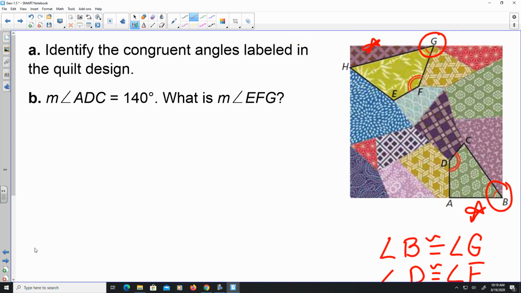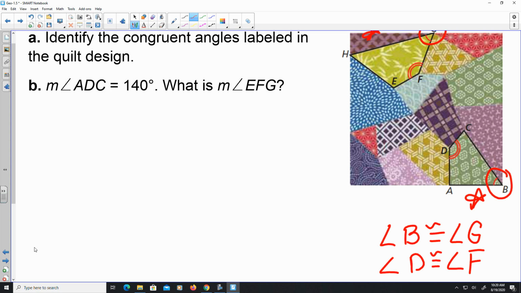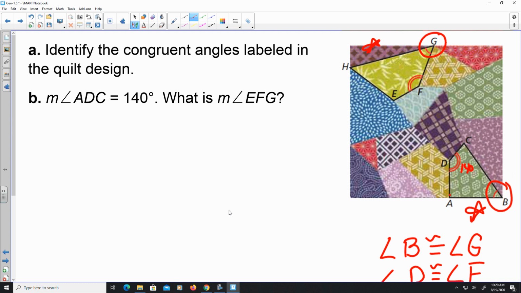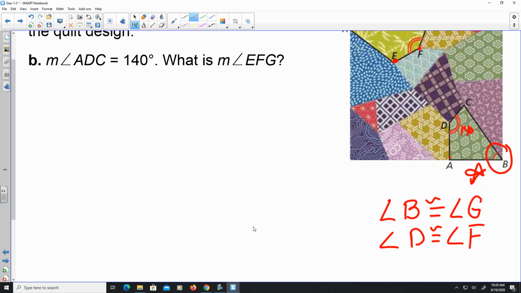All right, so with that being said, they're saying that ADC is 140 degrees. They want you to find the measurement of EFG. So they're telling you that since those are the exact same, I can say that this is also going to be 140 degrees.